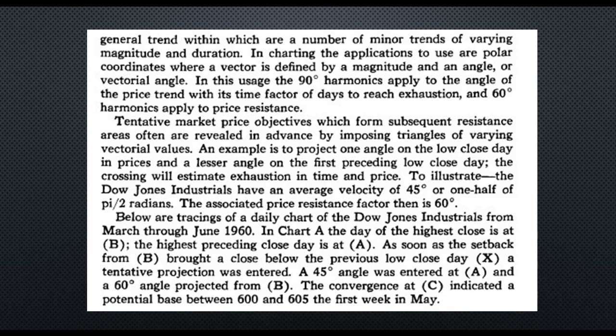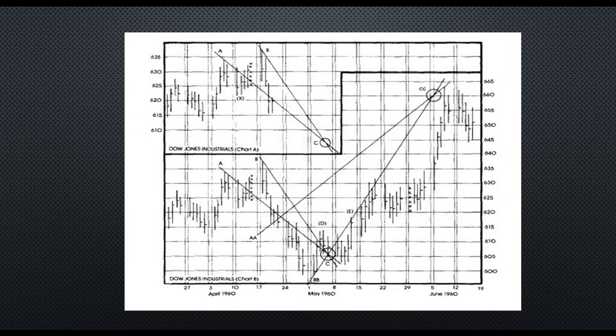In chart A, the day of the highest close is at B. The highest preceding low close day is at A. As soon as the setback from B brought a close below the previous low close day, X, a tentative projection was entered. 45-degree angle was entered at A, and a 60-degree angle projected from B. The convergence at C indicated a potential base between 600 and 605 the first week in May. Where's the chart? Right here.